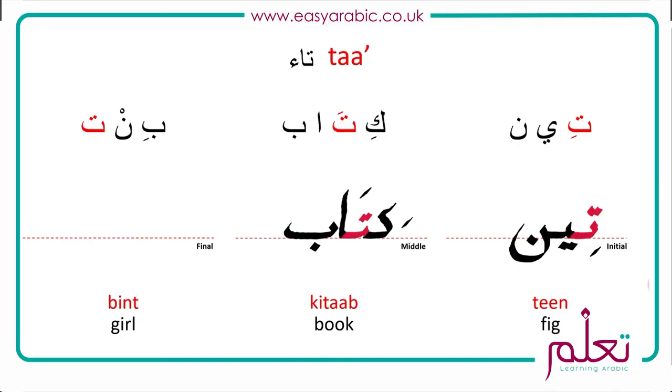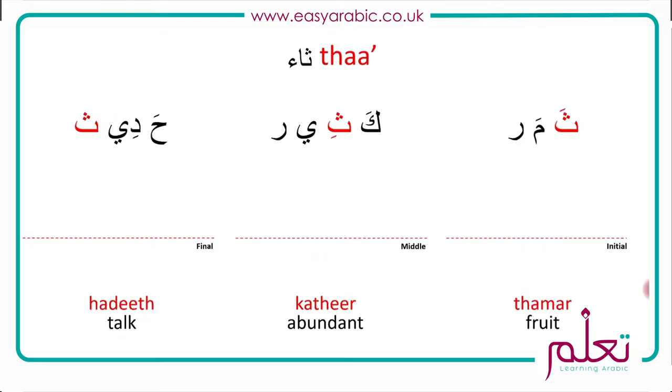Then we have Bint, so that's a Ba, letter Noon, and the letter Ta, Bint. So then we have the letter Tha, and the first word is Thamar, which is fruit. So the letter Tha starts like this, with the nuqtas, have the Mim, and then the Ra, Thamar.